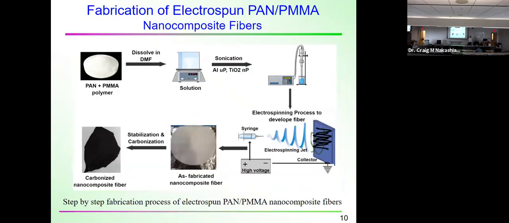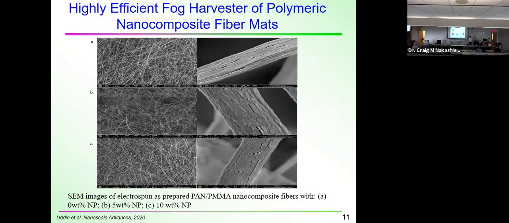This is the process, a PAN, PMMA composite. I am not going into details. I use the tape casting method. These are the PAN and PMMA. Then I added some aluminium microparticles and TiO2 nanoparticles. You are familiar with TiO2, right? There are a lot of applications of TiO2, titanium nanoparticles, and aluminium microparticles. After the casting, I got this kind of hybrid composite. Then after heat treatment, this is my material. These are the morphology, the SEM images of the PAN PMMA composite.